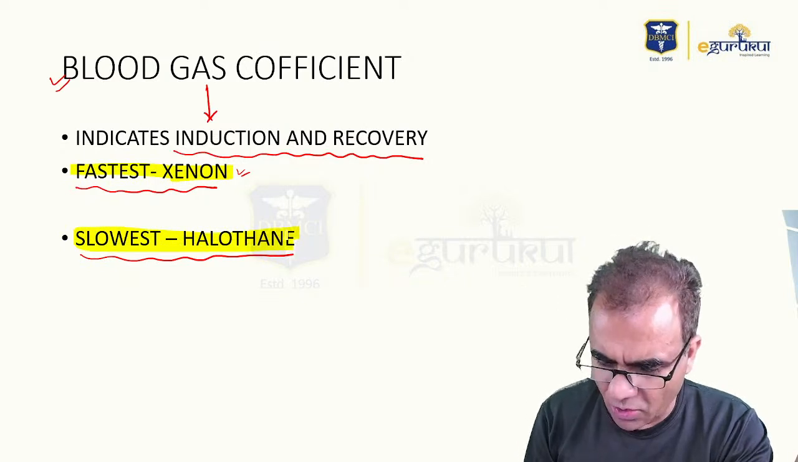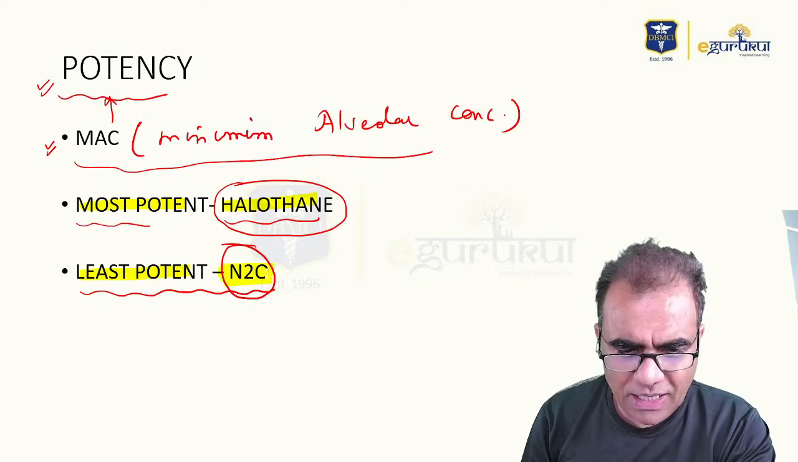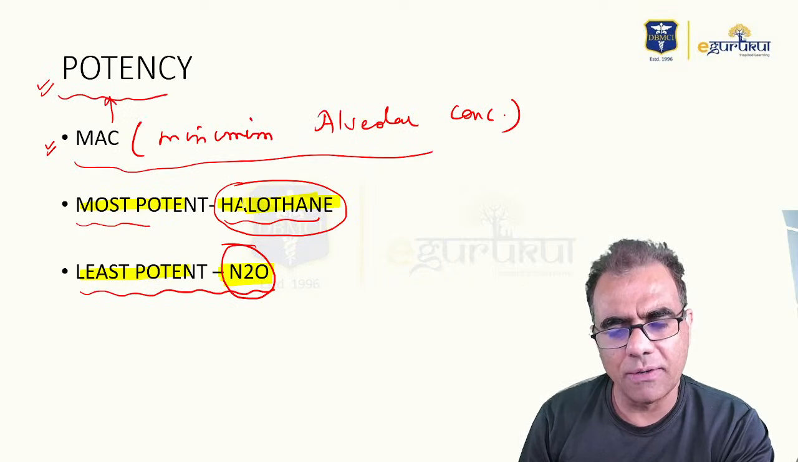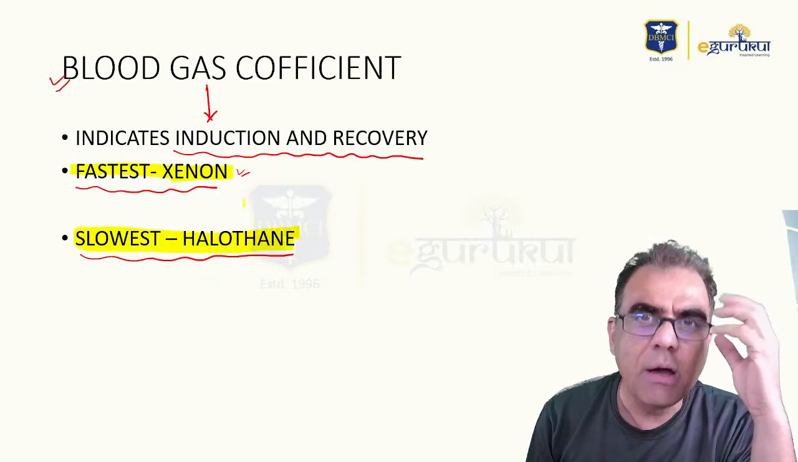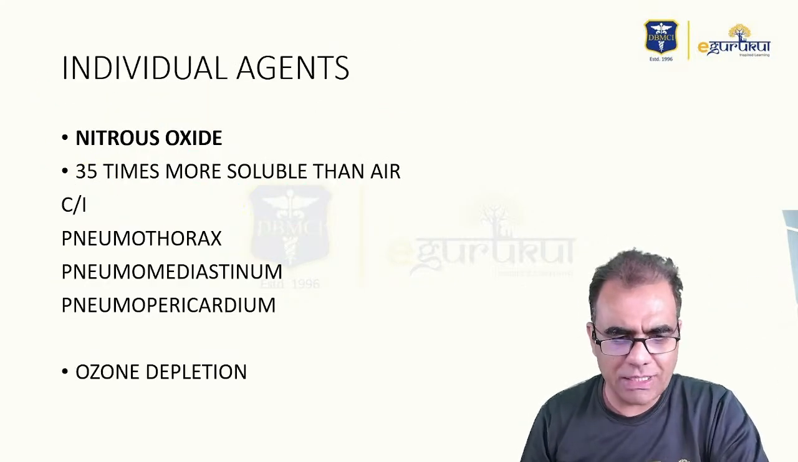And potency wise, I told you, least potent is nitrous oxide and most potent is halothane. So there is actually no mnemonic also. So you have to just mug it up.